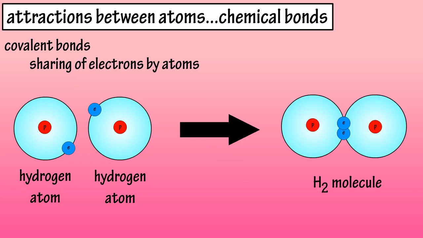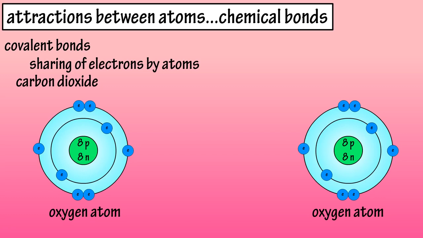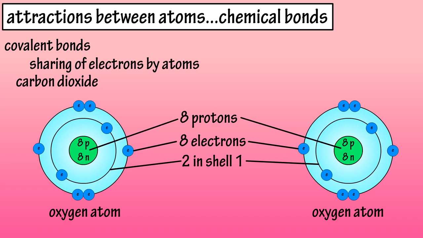Hydrogen is one of the exceptions to the octet rule of having 8 electrons in the outer shell because it only has one shell. Let's look at carbon dioxide, or CO2, which forms a covalent bond. Oxygen has an atomic number of 8, so 8 protons and 8 electrons, 2 electrons in its inner shell and 6 in its outer shell.